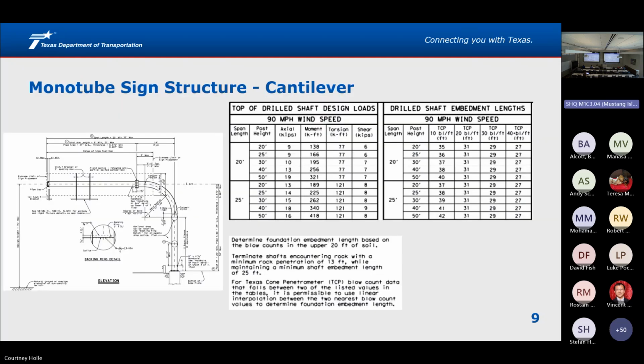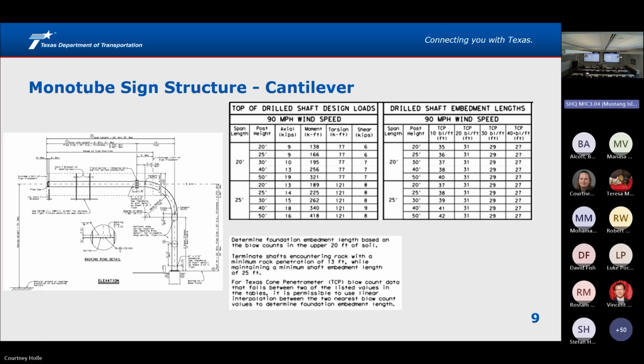Looking at monotube sign structures, the foundation elements are the same size on this one. So there's not a difference in size or reinforcing for the foundation. It's all 48-inch diameter shafts. But these are tabulated rather than a chart. And so you derive the loading from the chart here, and then you can look, based on the TCP value and post height on the other side, at what the foundation lengths are.